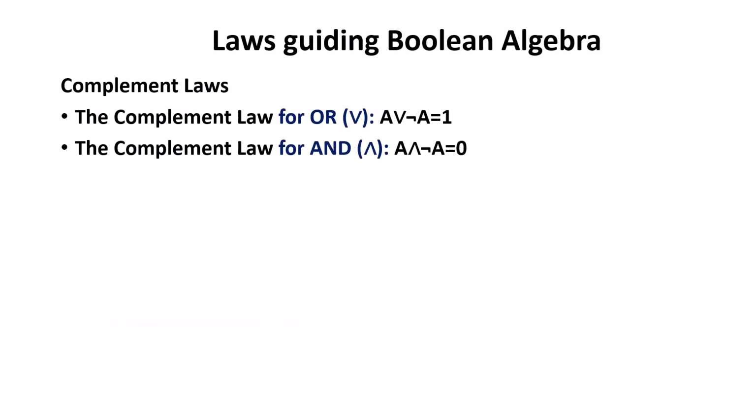We also have the complement laws for OR and for AND. The complement law for OR states that combining a Boolean variable A with its complement using the OR operation results in true. The complement law for AND states that combining a Boolean variable A with its complement using the AND operation results in false.